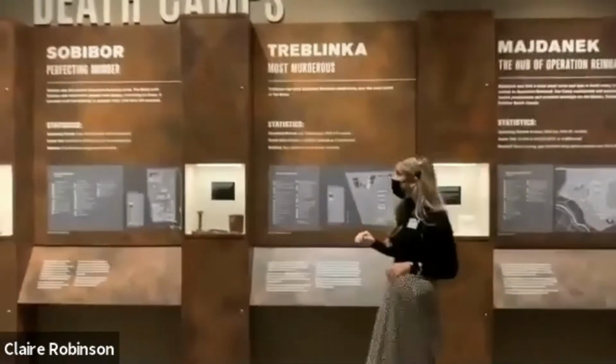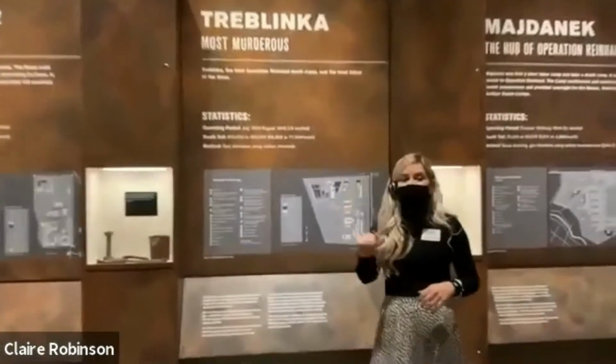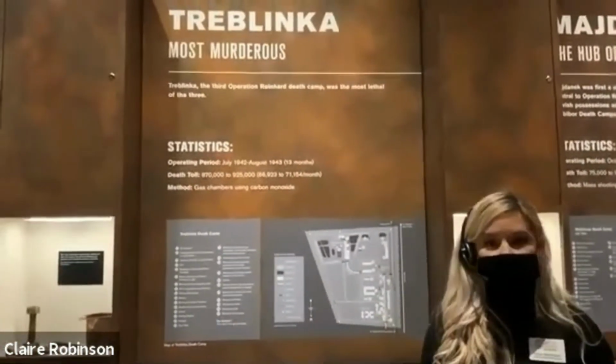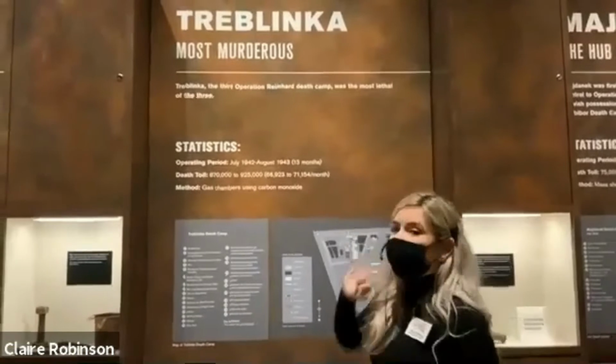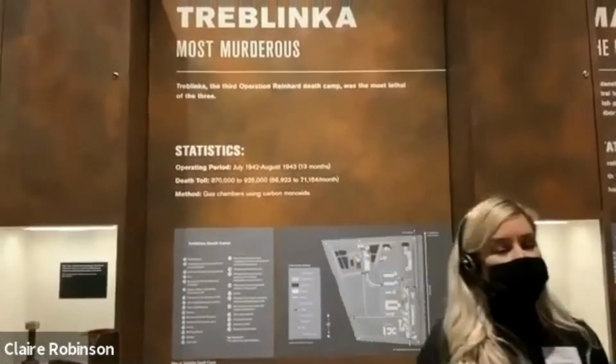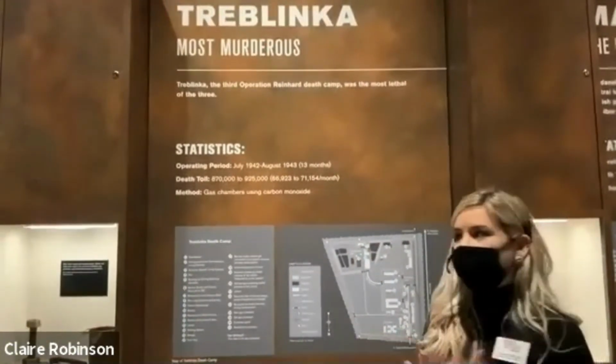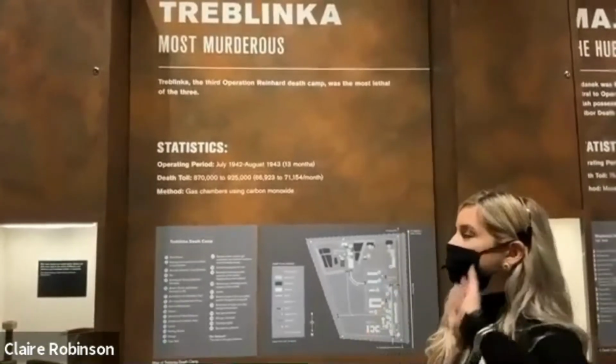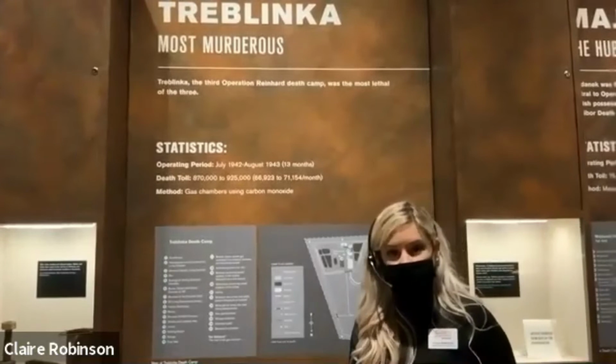We have very, very few survivors from, let's say, Treblinka, which is the camp I'm going to highlight for you today. So even though we've heard about Auschwitz the most, Treblinka is actually the most murderous of all of the 6 death camps. So it was open for about 13 months, just a little over a year. It was only operating for a little over a year. And the death toll was between 870,000 and 925,000 people total.